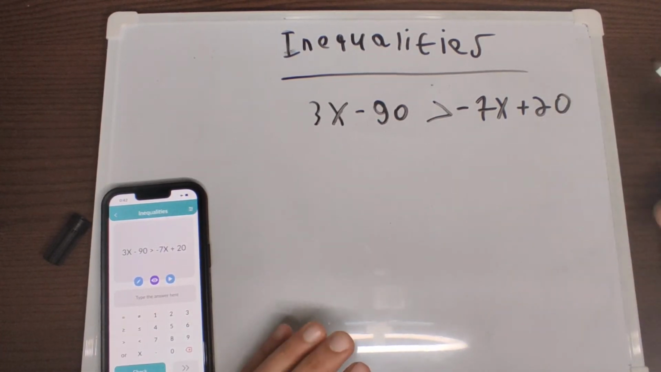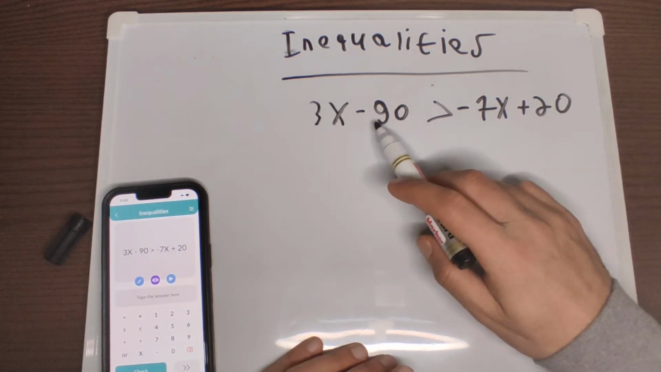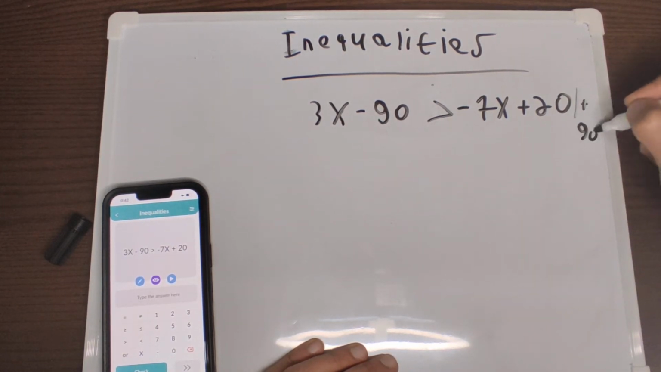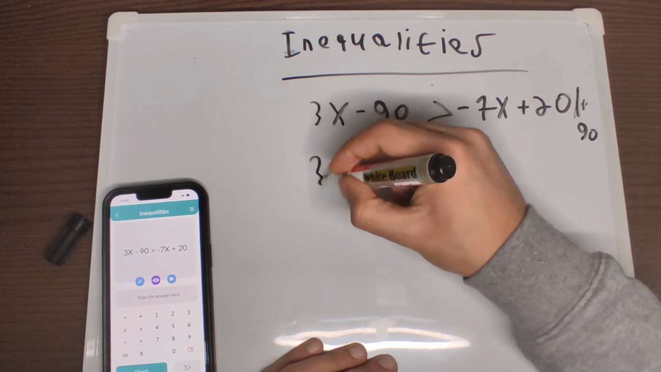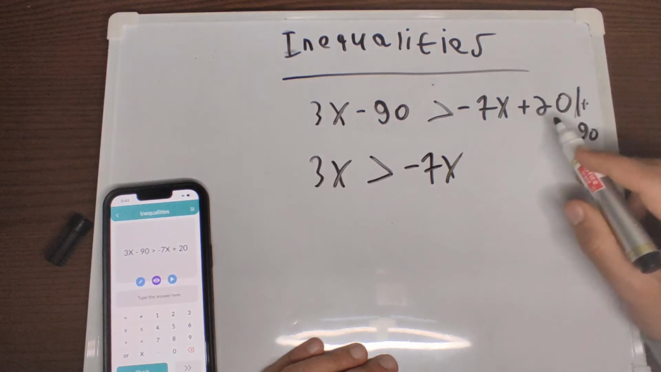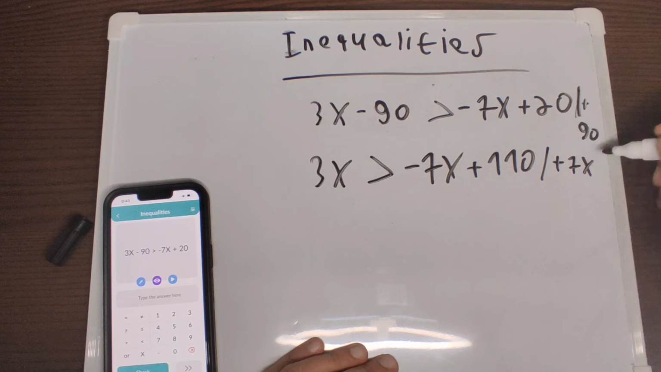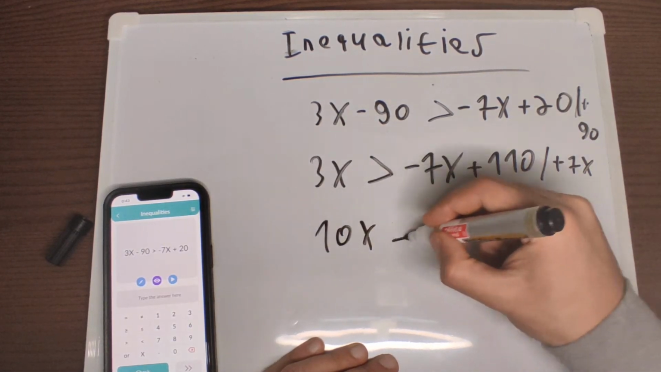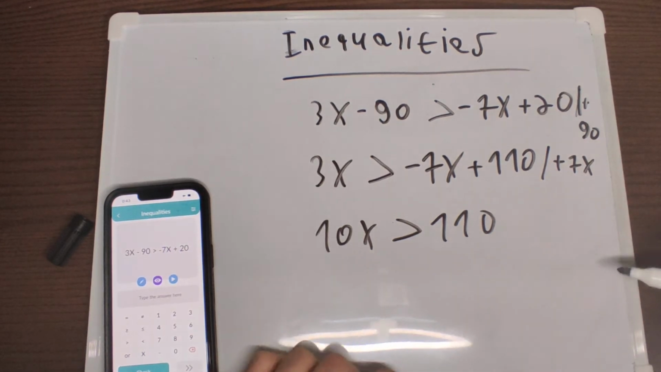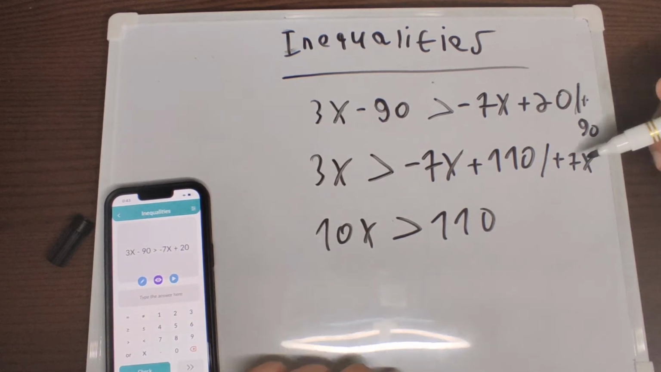Okay, so what would we do if it was an equation? We would move the minus 90 to the other side, add 90, so 3x bigger than minus 7x plus 110, and then plus 7x, 10x greater than 110. So until now it was just like a normal equation.